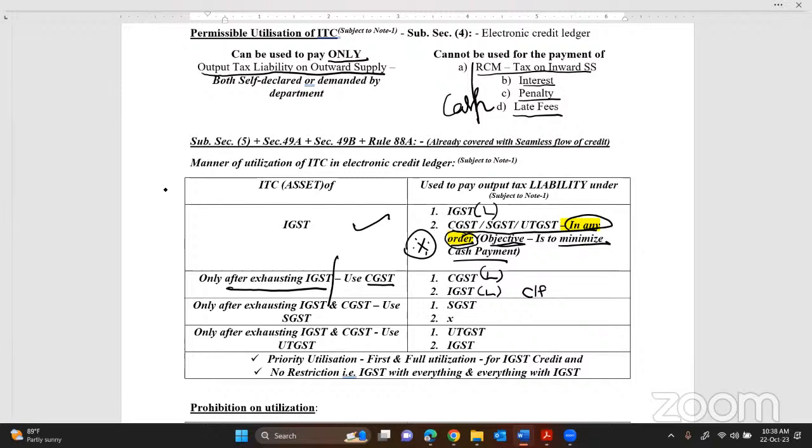Similarly, this will also take place. So first, full utilization must be done for IGST. The IGST account must be made 0. Only after that can you think about CGST and SGST being utilized. And this will be tested for you in an overall problem.